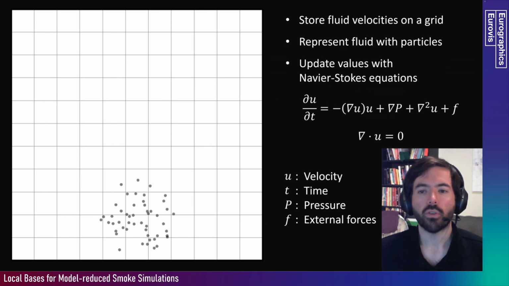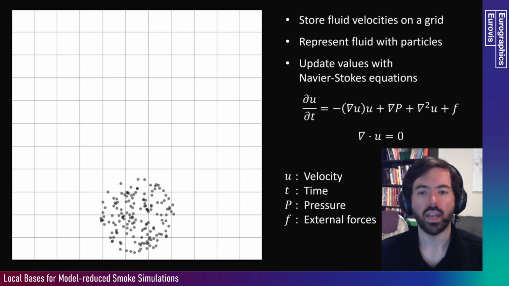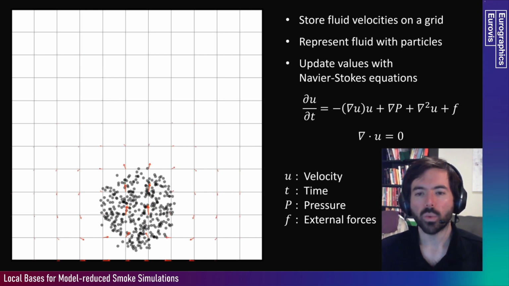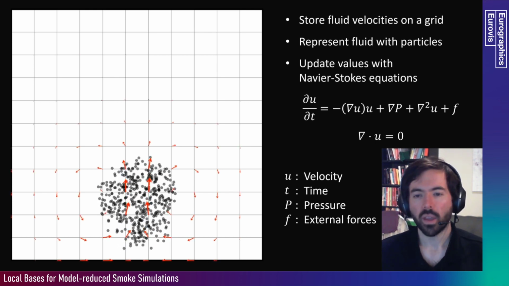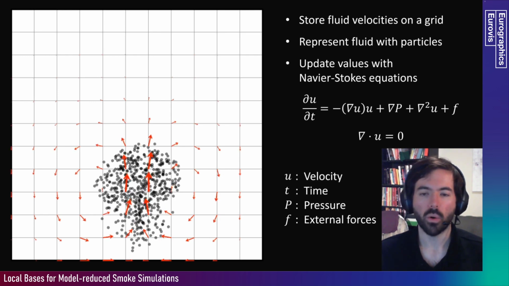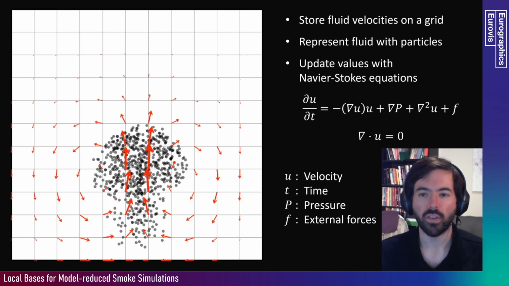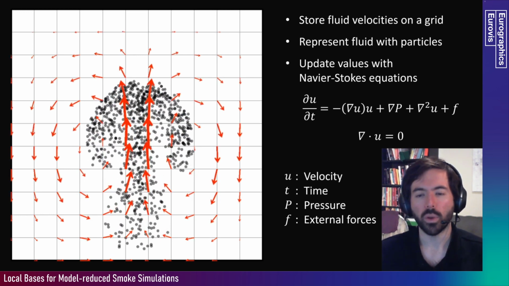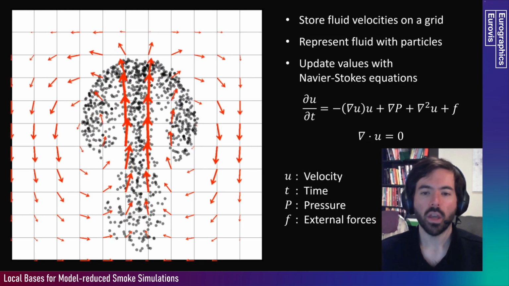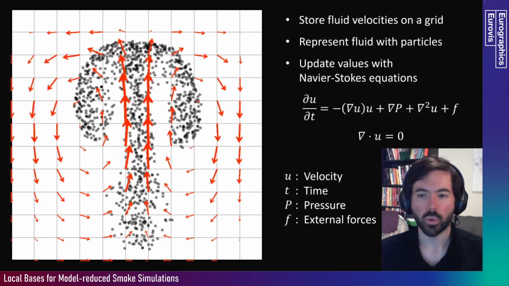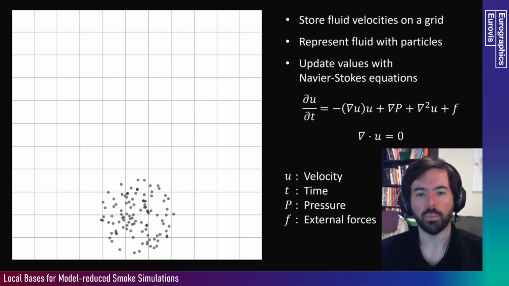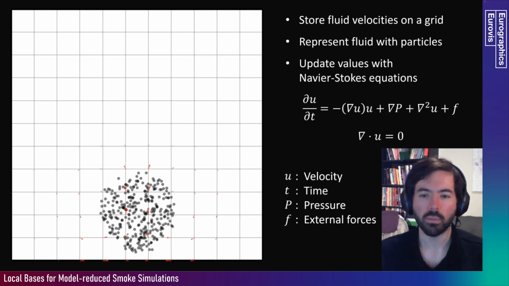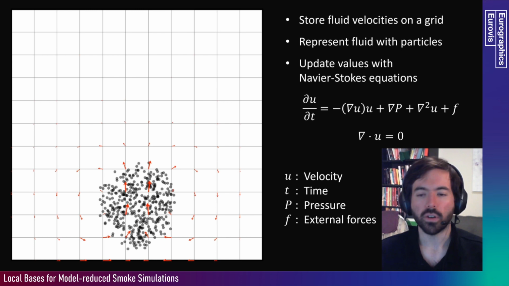So a very common framework for smoke simulation is to use a grid that covers the simulation domain that we care about. And on this grid, we store the velocity of the fluid, and then we use particles to represent the smoke, and these particles are just passively advected by the velocity that we have on the grid. And then we update this velocity at each time step using the Navier-Stokes equations that I'm showing here. This method of using particles in a grid is used by many well-established methods, like the FLIP method, for instance.